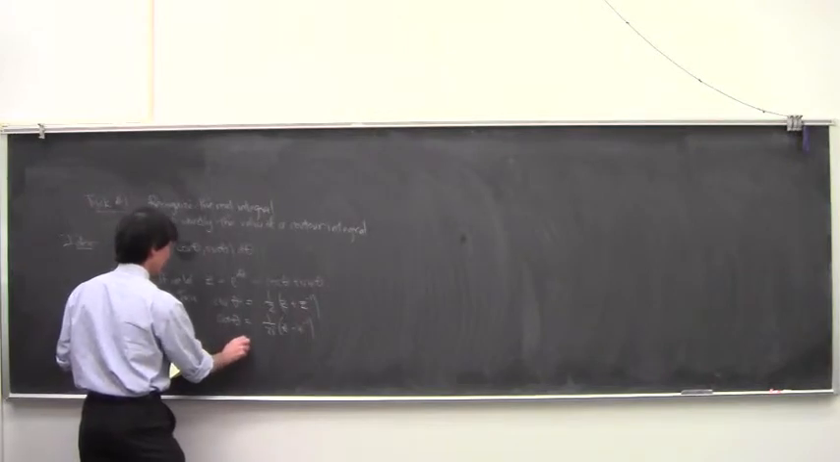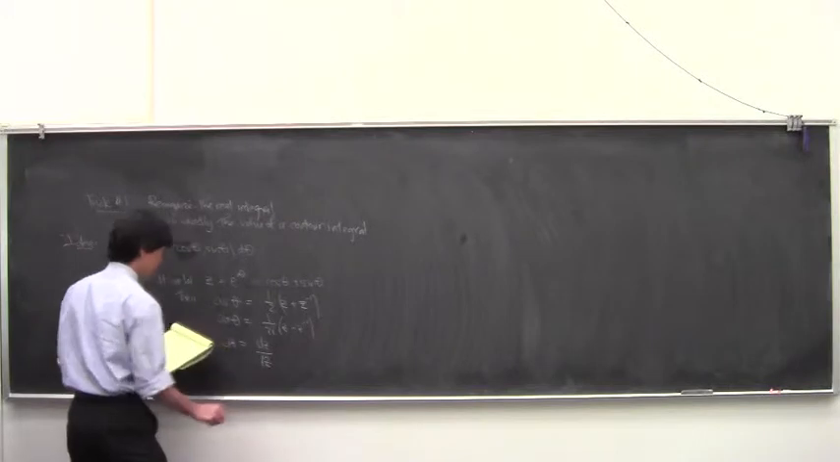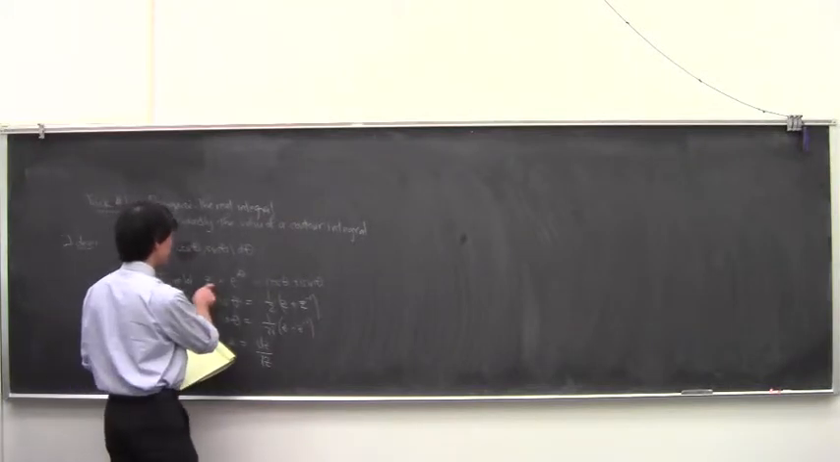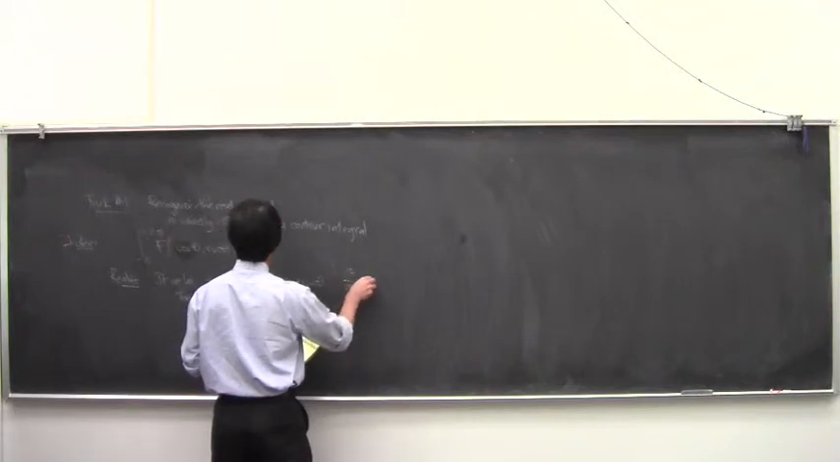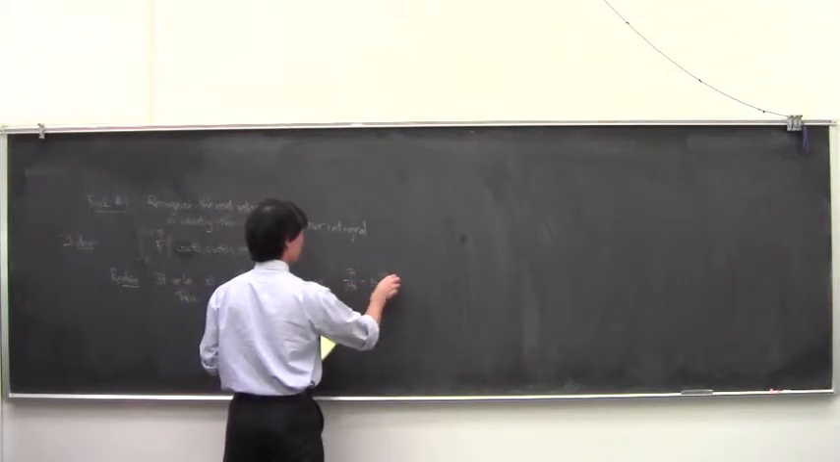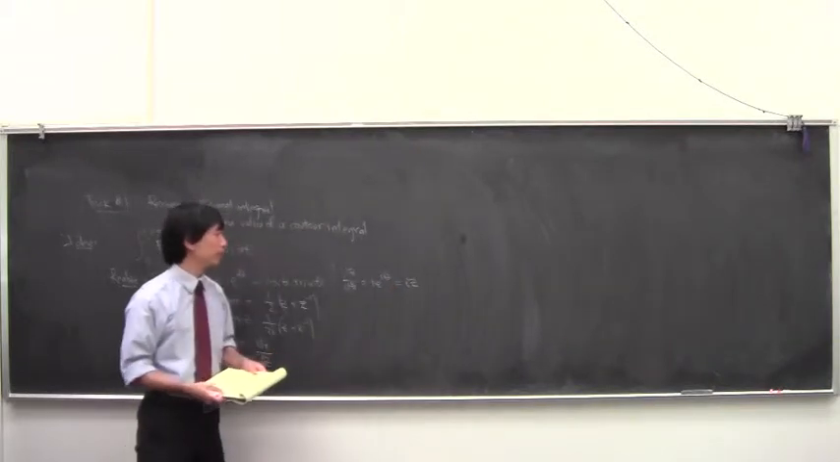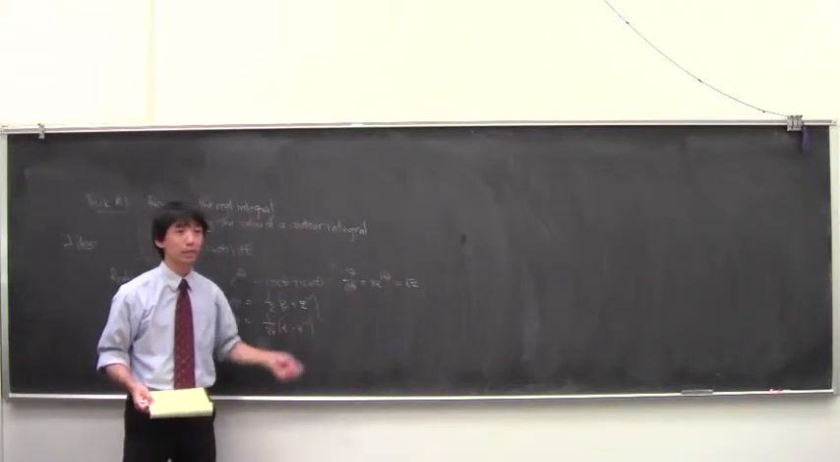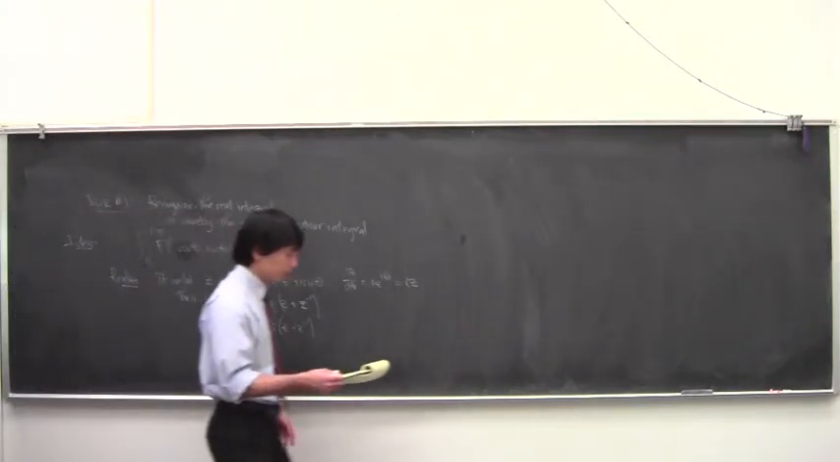And d theta is dz over iz. Because if you take dz d theta, dz d theta is going to be i e to the i theta, which is iz. So dz over iz is d theta. So that's your change of variable.